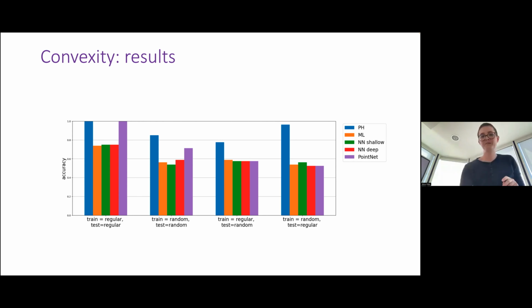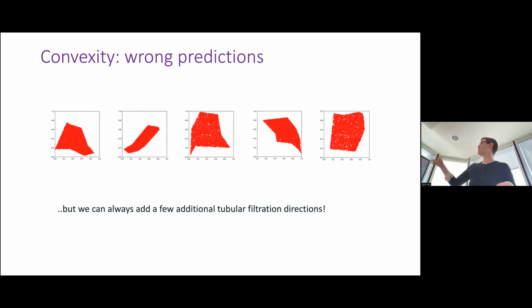And so I just wanted to give an example of wrong predictions. With persistent homology, these are point clouds that are concave and were actually predicted as being convex. As I said, this can happen. It just means that of these 9 fixed directions that we chose, none was able to detect these sources of concavity.